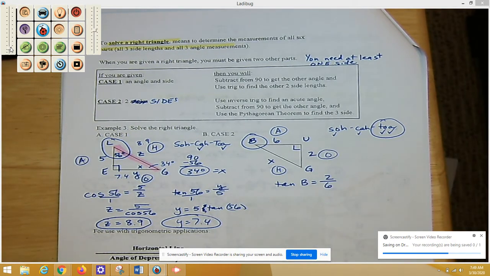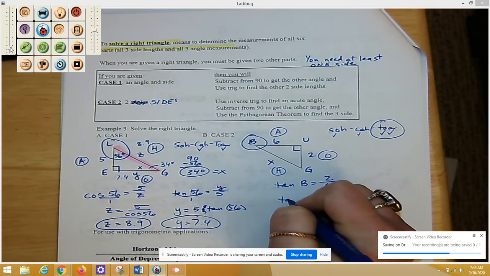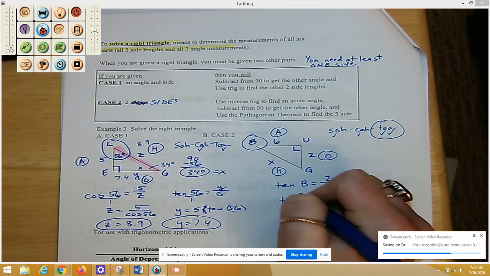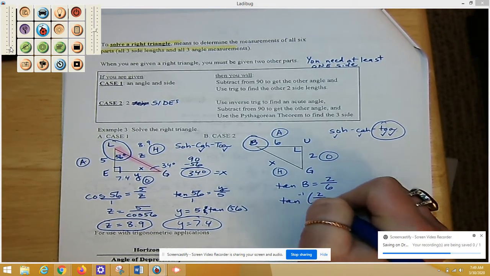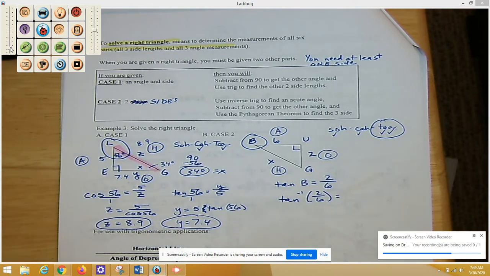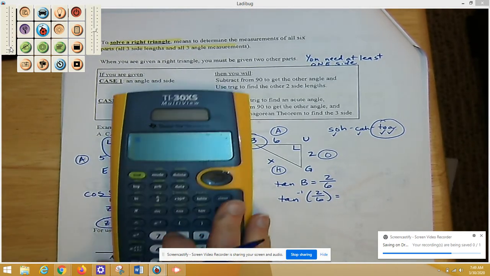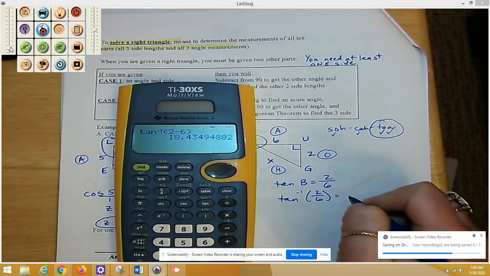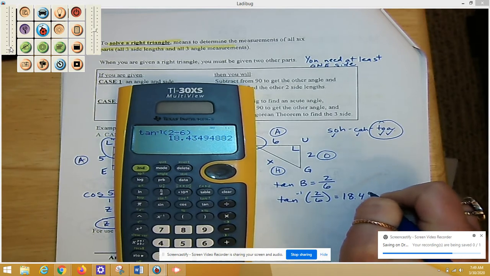If you want to make that 1/3, you certainly could. They would be equivalent. So then we're going to say the tangent. Anytime you're looking for the angle, this is when you do the inverse. So we're going to do the inverse tangent of 2/6, and that will give me my acute angle. So I'm going to clear out my calculator, and I'm going to do second tangent of 2 divided by 6. I'm going to hit enter, and I get 18.4 degrees.